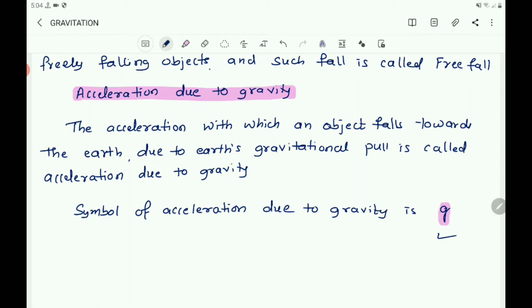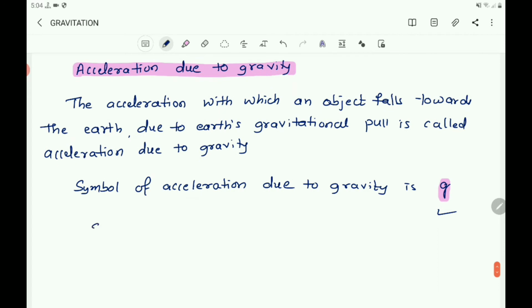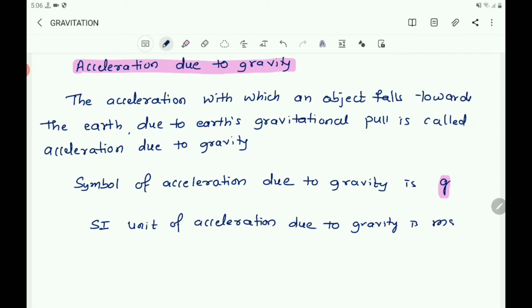Then what is the SI unit of the acceleration due to gravity? The SI unit of acceleration due to gravity is the same as m s to the power of -2, or meter per second square.